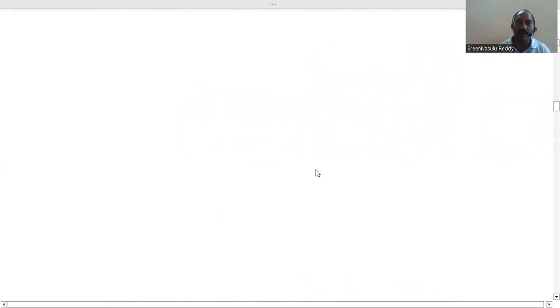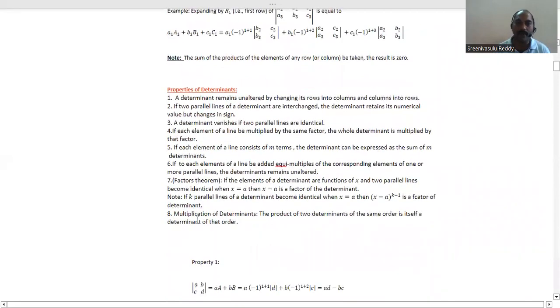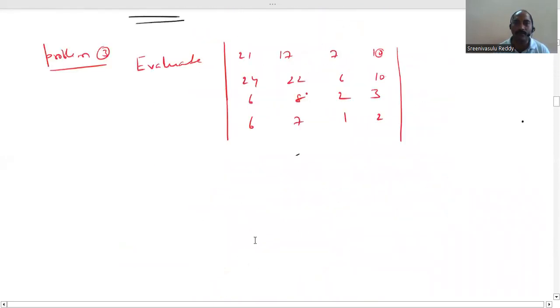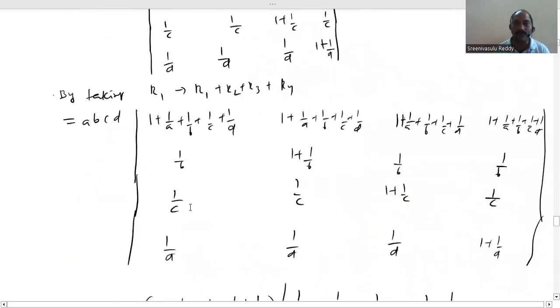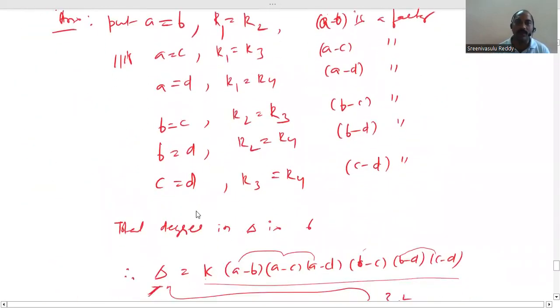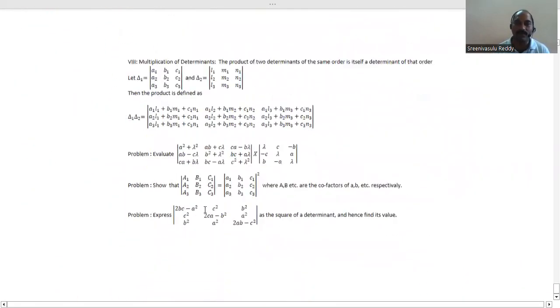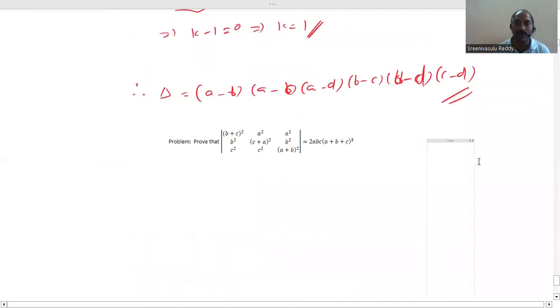Already we saw six properties in the last classes. Now I have listed out the eight properties. Factorization theorem or factorization property is one of the important properties to evaluate the determinant. In most of our data science problems, not only in core subjects, in computer science papers, sometimes we need to evaluate linear equations. That time it is useful to us if you remember the properties.